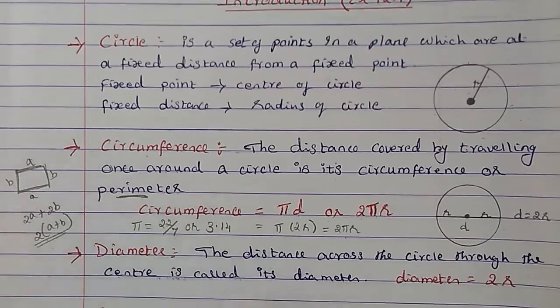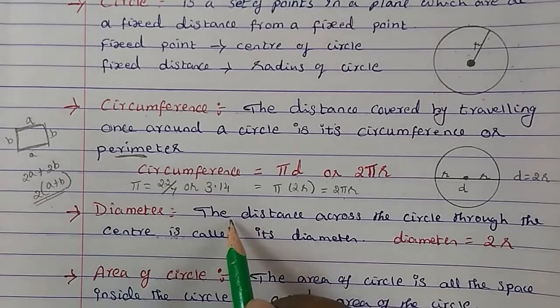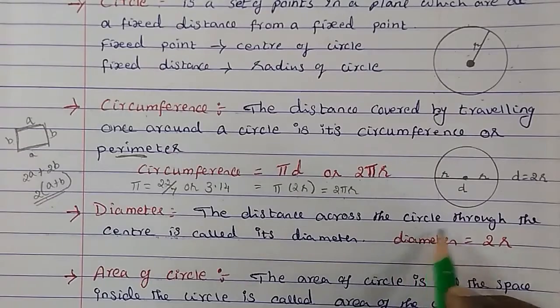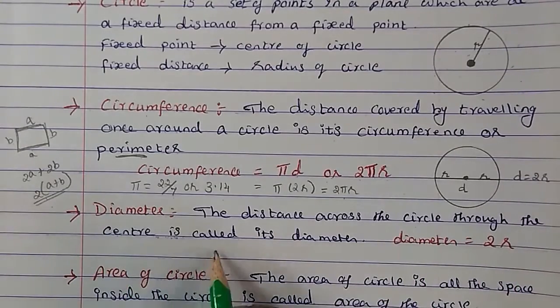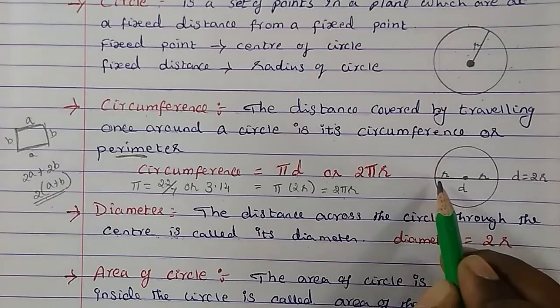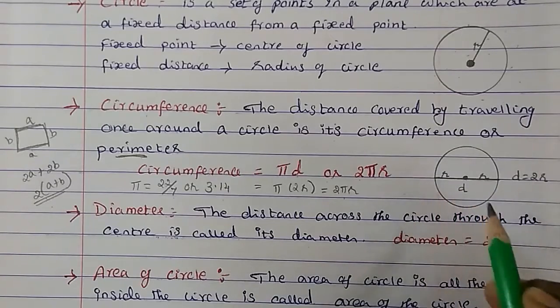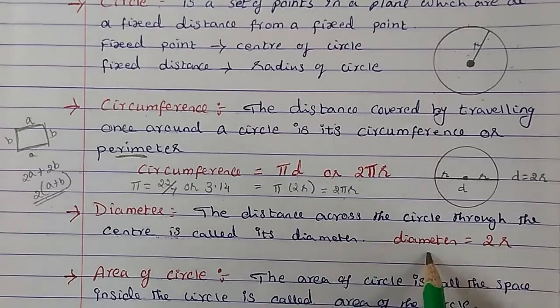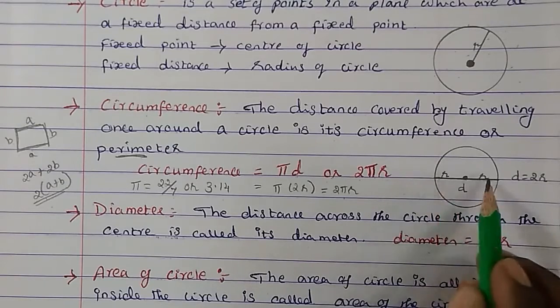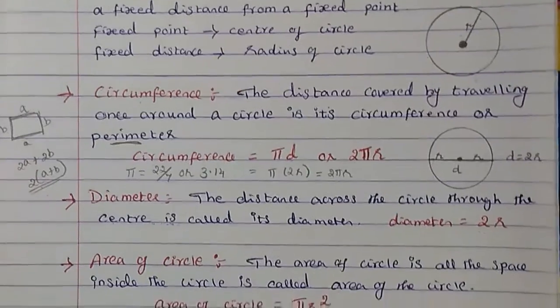Next, diameter, which I just explained. Diameter means the distance across the circle through the center. This is a circle, and the distance across it through the center, we call the diameter. The diameter can also be said as 2 times r, because the radius is on both sides. So this is about diameter.